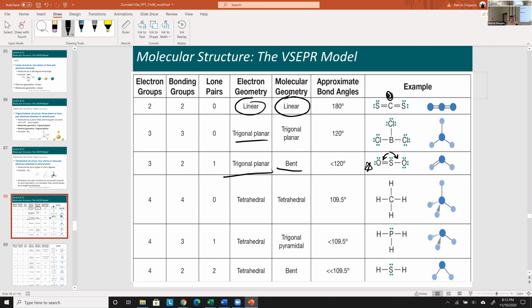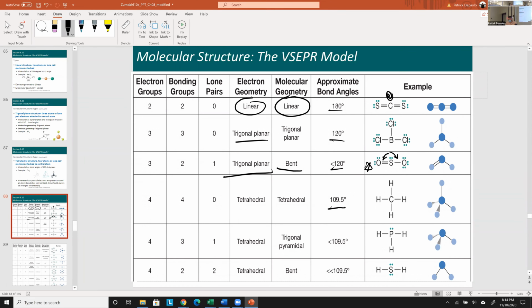The angles you're not going to have to know except for the easy ones. Linear is 180, trigonal planar is 120, bent, you can imagine, is less than 120. And an important one is tetrahedral, which is 109.5. Everything else you don't really need to know. Does that make sense up until that point? Do you know why this is bent? Because the electron groups are always pushing down. So maybe watch this video again and go through it multiple times to get to know this.